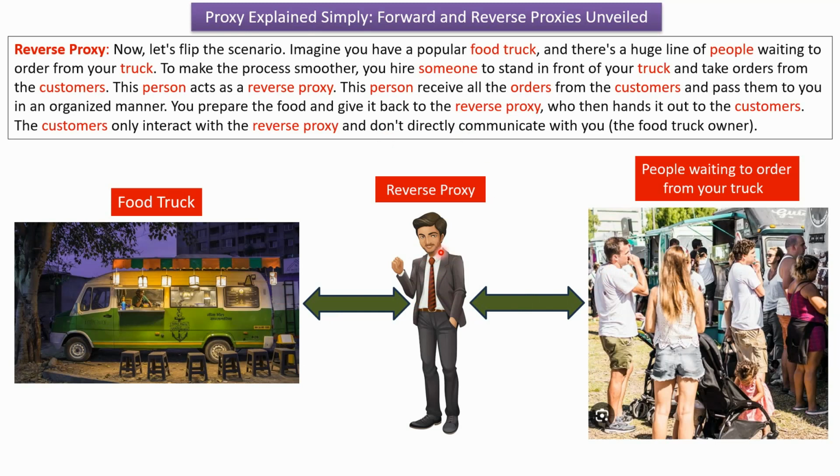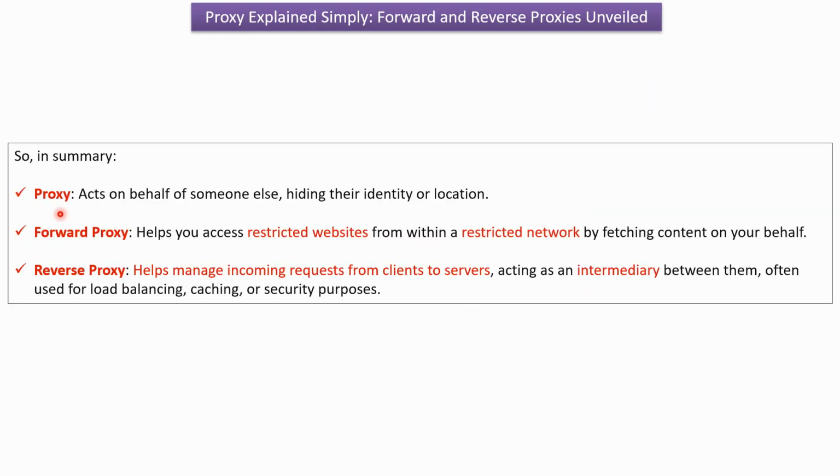So in summary, a proxy acts on behalf of someone else, hiding their identity or location. A forward proxy helps you to access restricted websites from within the restricted network by fetching content on your behalf. A reverse proxy helps to manage incoming requests from clients to servers, acting as an intermediary between clients and servers. And it is often used for load balancing, caching, or security purposes.